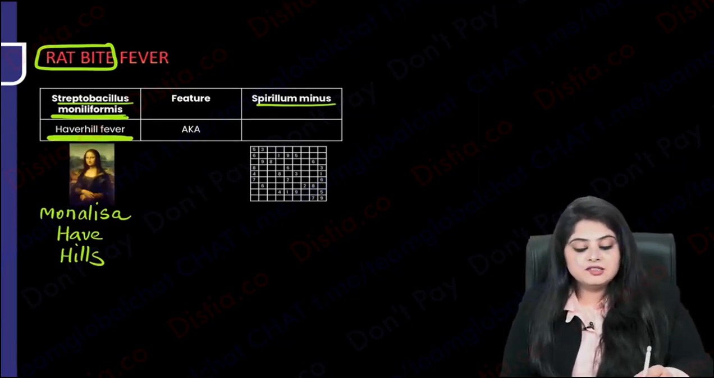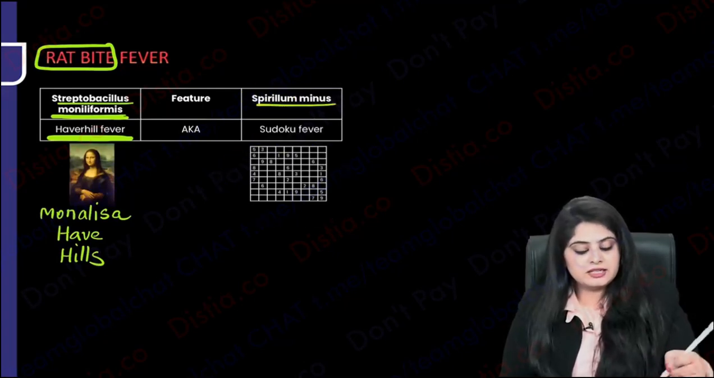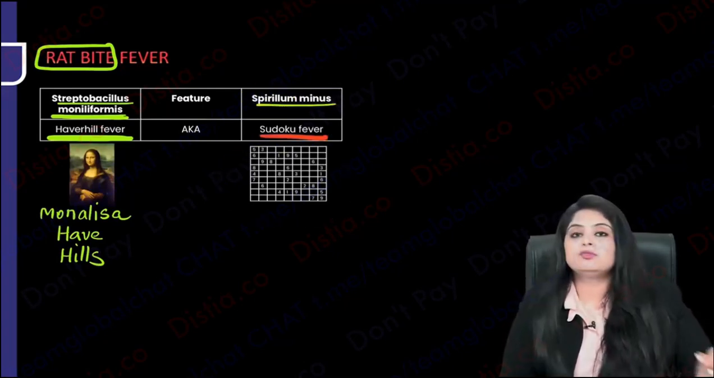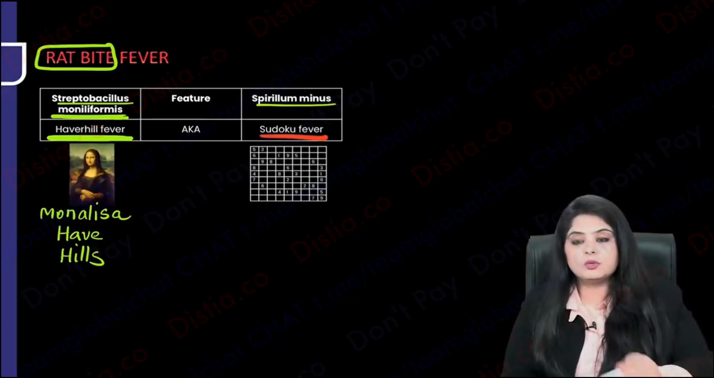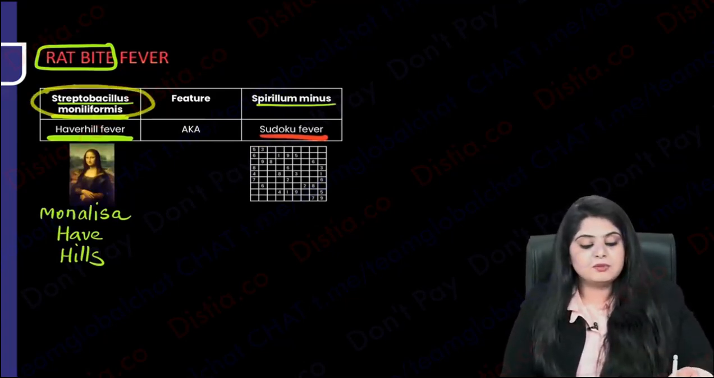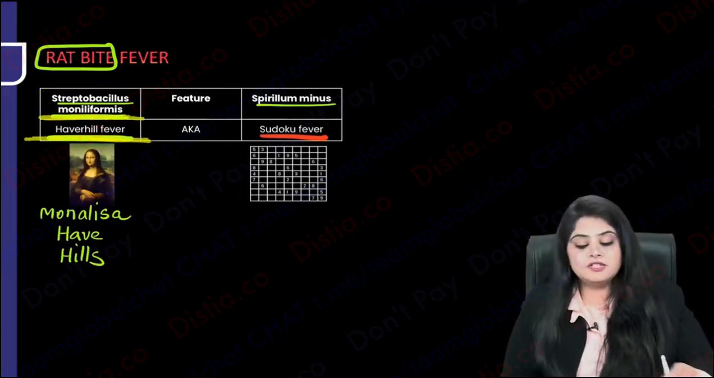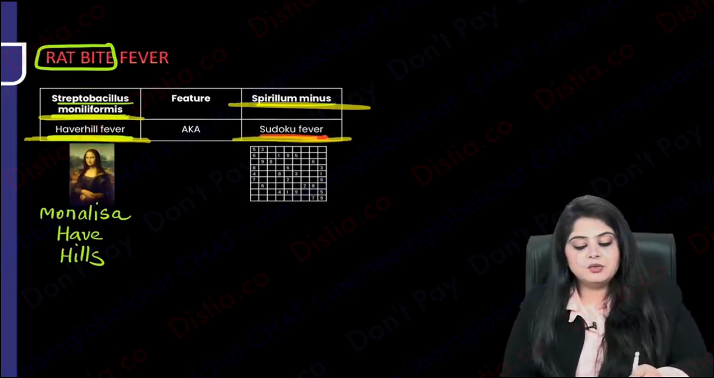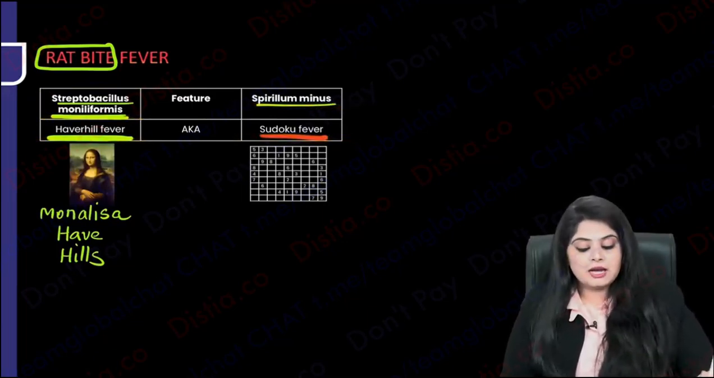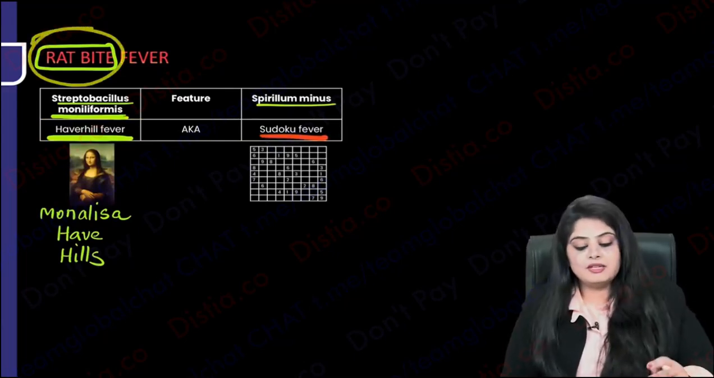Whereas what is this? Spirillum minus. Ma'am, minus plus, it looks like Sudoku. So it causes Sudoku fever. Is this okay? So Streptobacillus moniliformis, Mona Lisa, is Haverhill fever, and Spirillum minus is Sudoku fever. Now what happens is both of them are happening with a rat bite.